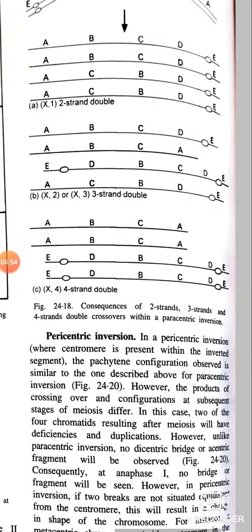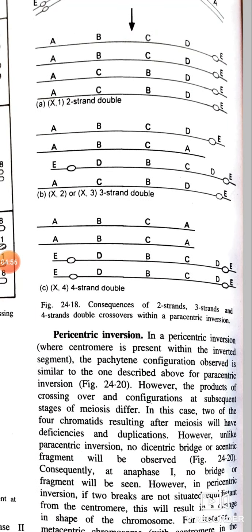Pericentric inversion. In a pericentric inversion, where the centromere is present within the inverted segment, the pairing configuration observed is similar to the one described above for paracentric inversion. However, the products of crossing over and configurations at subsequent stages of meiosis differ.